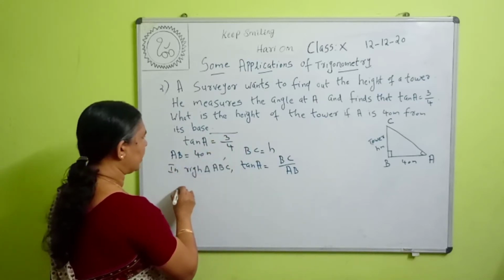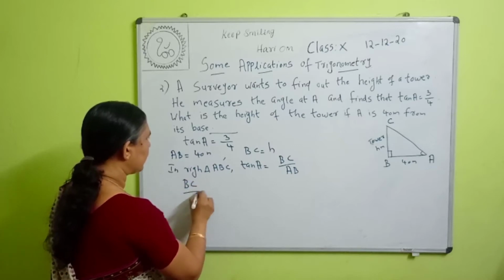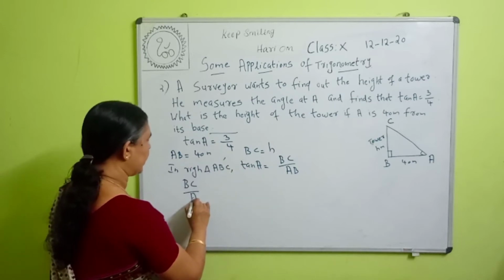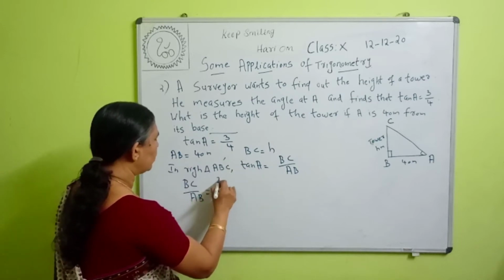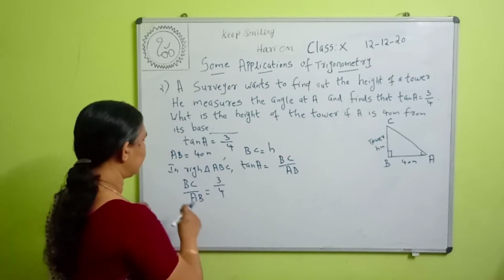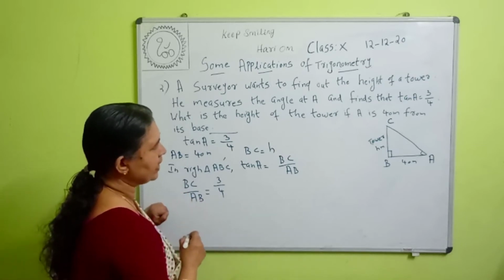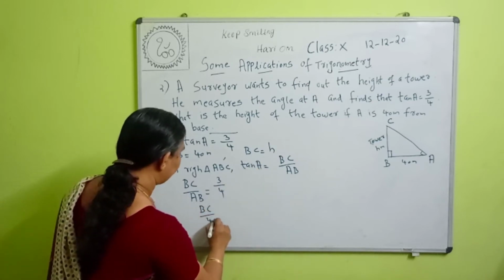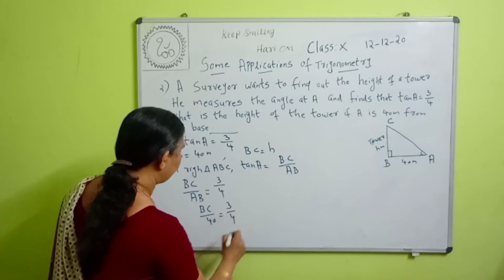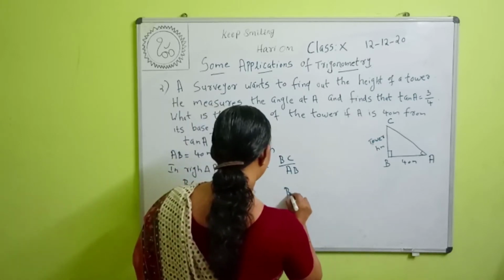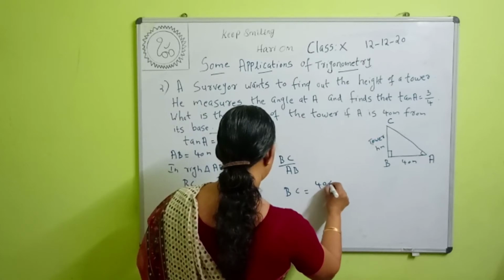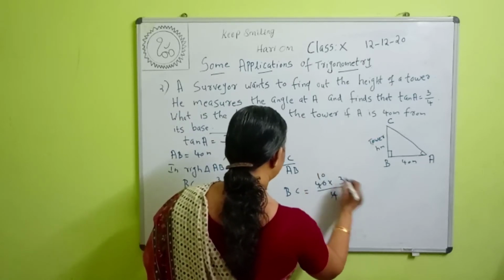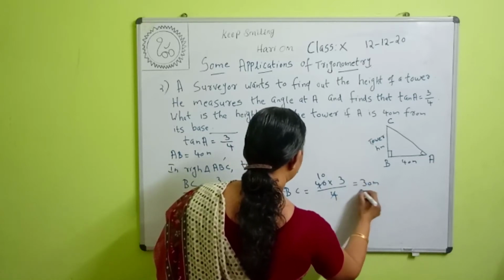Therefore, the LHS are equal, therefore RHS are also equal. BC by AB is equal to 3 by 4. Then what is AB here? AB is equal to 40, it is given. BC by 40 is equal to 3 by 4. Then BC is equal to 40 into 3 by 4, 4 times 10 are 40. That is equal to 30 meter.